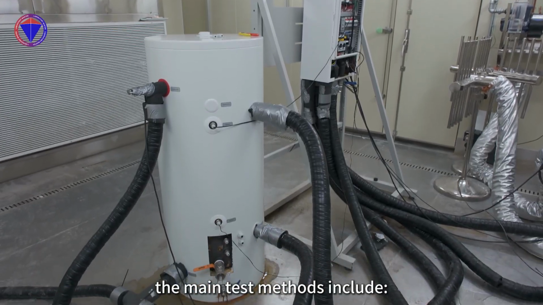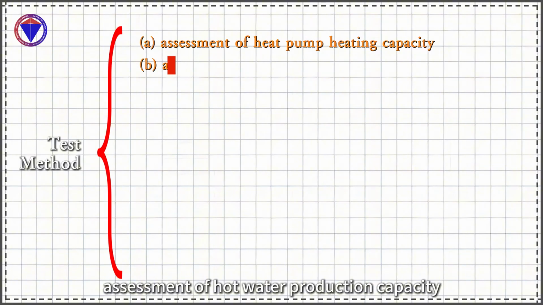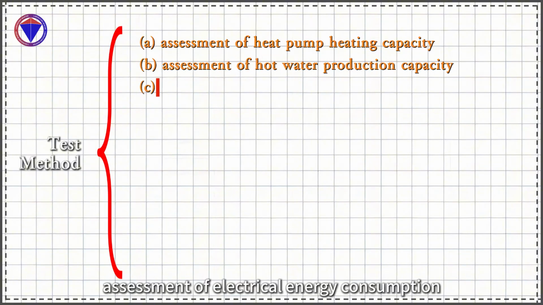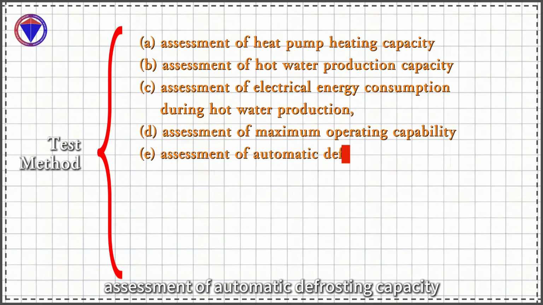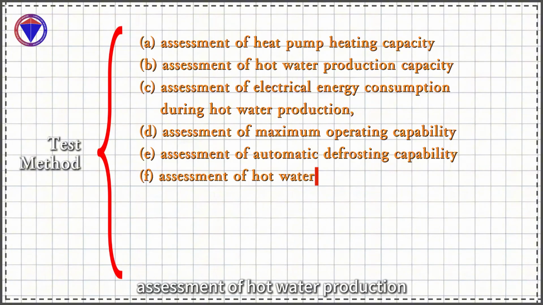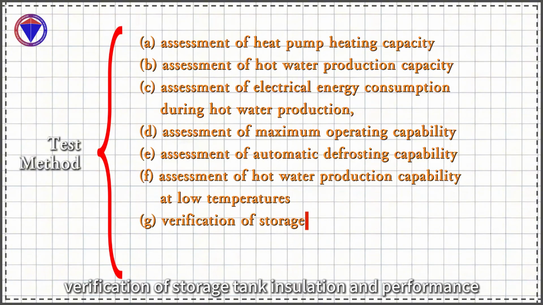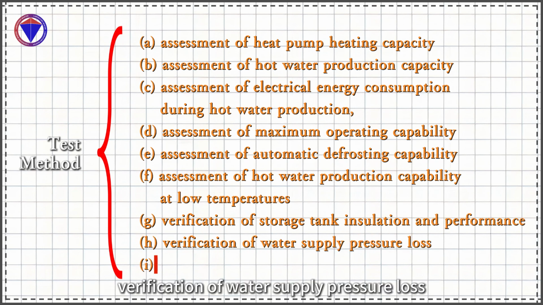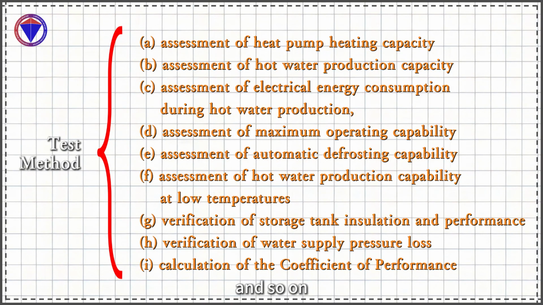The main test methods include assessment of heat pump heating capacity, assessment of hot water production capacity, assessment of electrical energy consumption during hot water production, assessment of maximum operating capacity, assessment of automatic defrosting capacity, assessment of hot water production capacity at low temperatures, verification of storage tank insulation and performance, verification of water supply pressure loss, calculation of the coefficient of performance, and so on.